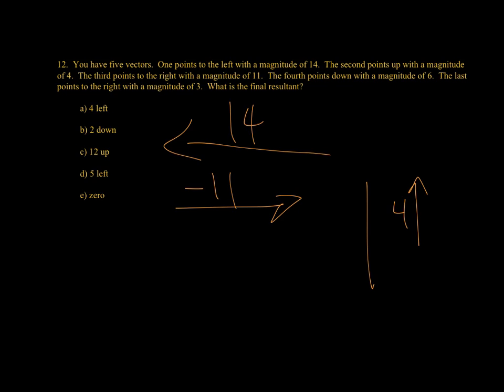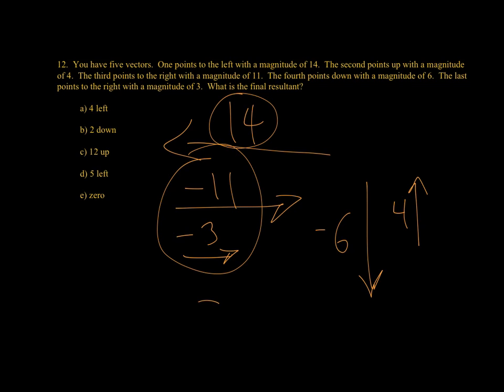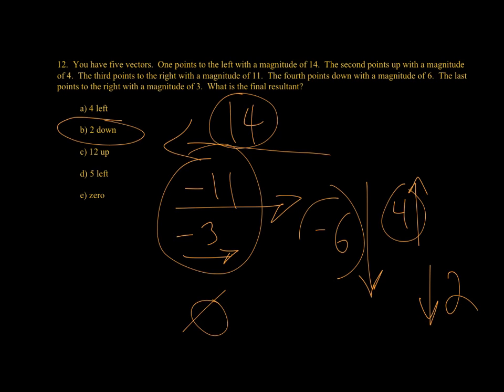Then we have one pointing down with a magnitude of 6. So that's going to be negative 6 since up is positive, down is negative. And then lastly, we have moving to the right with a magnitude of 3. So that's negative 3 since left is positive, right's negative. Well, when we add these up, what happens is left is 14 and the total of the two right vectors is 14. So that means there's zero change left to right. And then over here, we have up 4 and down 6, which means the overall resultant is 2 down. Okay, and if we really did it out, it would be negative 2, but again, the negative positive thing is just something we did to keep it separate. So the total answer is 2 down.